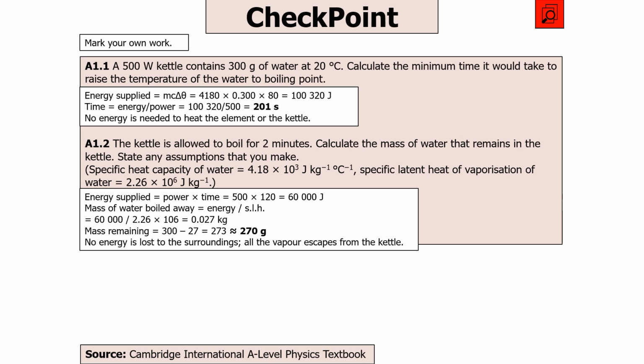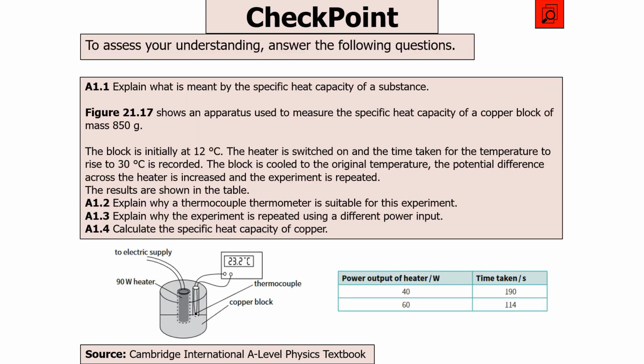So therefore the mass left over is going to be 300 grams, the starting mass, which is given in the previous part of the question, minus 27. So it's about 270 grams. Now assuming here that no energy is lost to the surroundings and all the vapor will escape the kettle. The next question says, explain what is meant by the specific heat capacity of a substance.